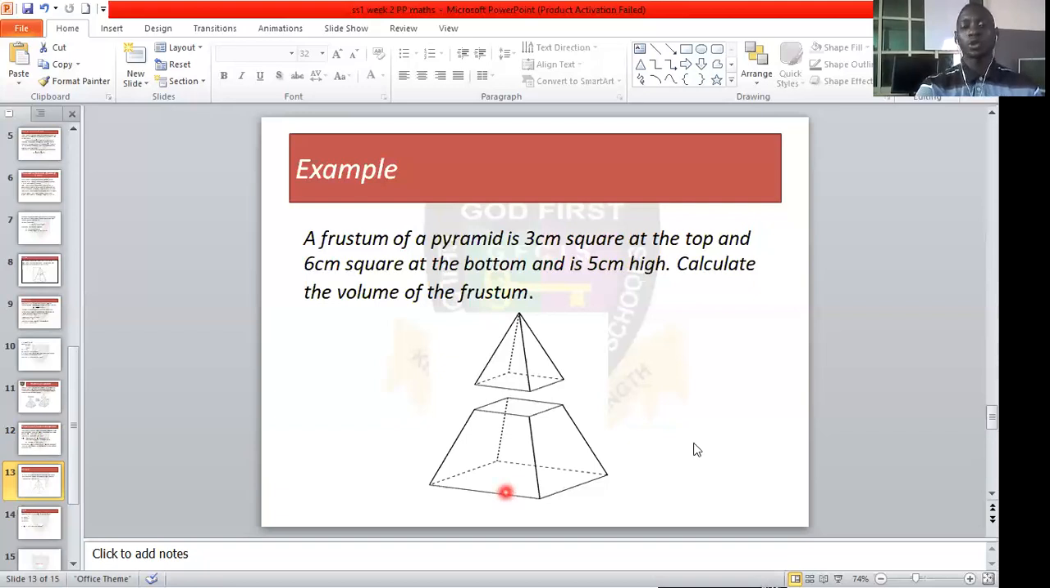Calculate the volume of the frustum. There are 2 ways to solve it. We can either calculate the volume of the whole pyramid and find the volume of the smaller pyramid, then subtract to give us the volume of the frustum.